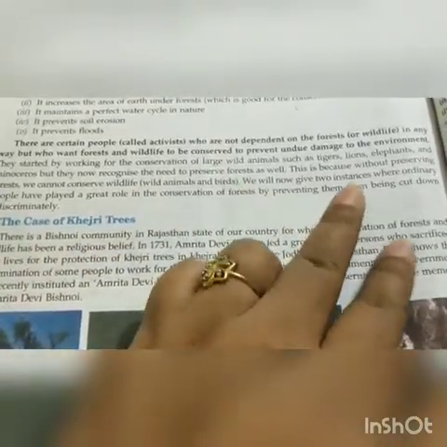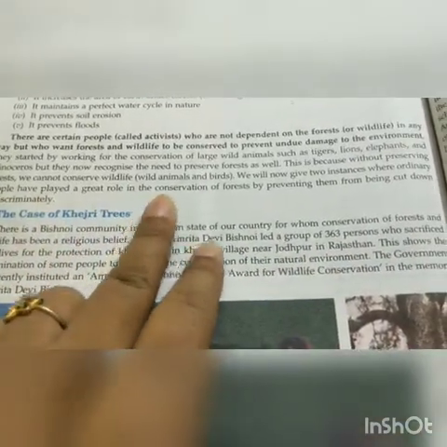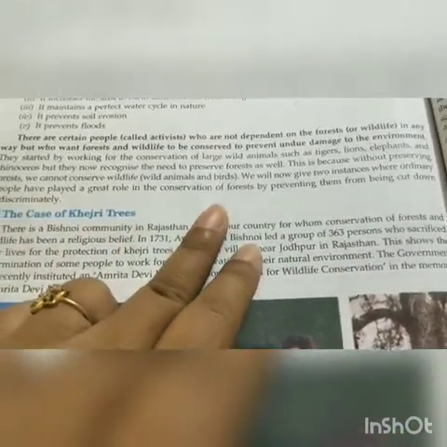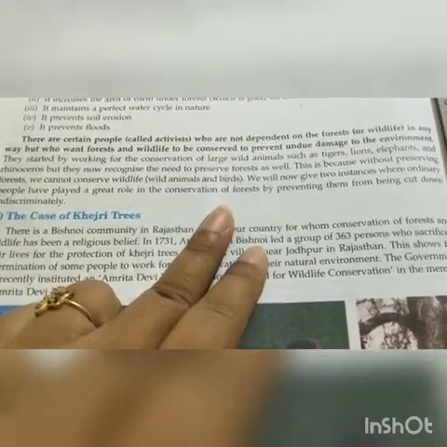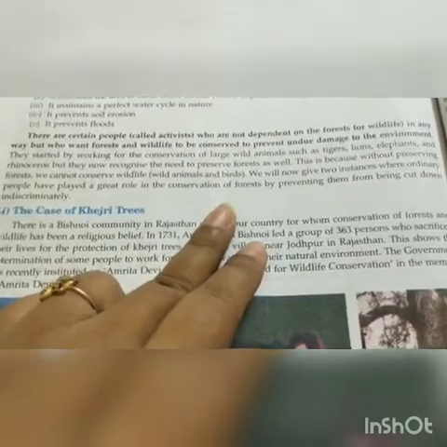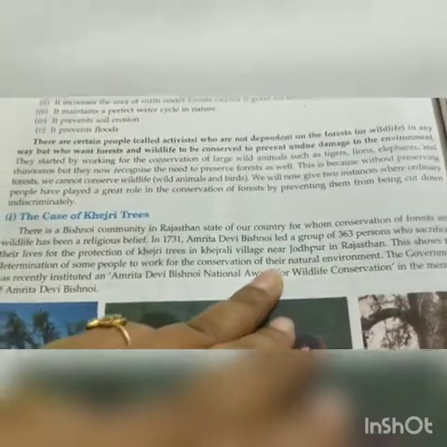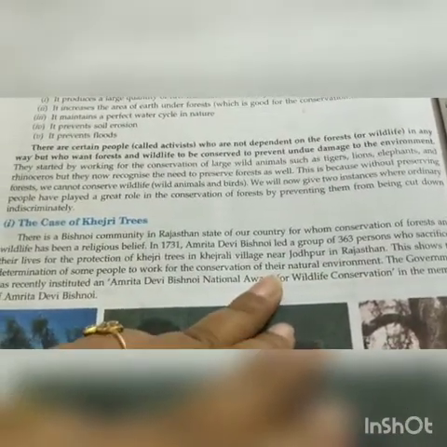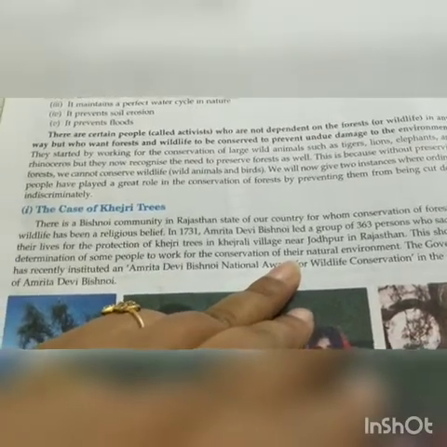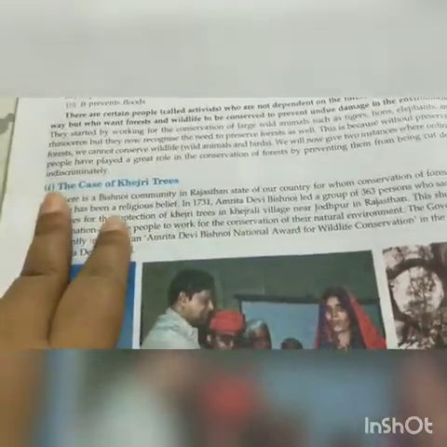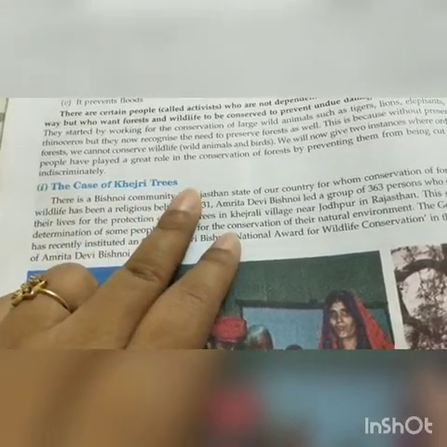We will now give two instances where ordinary people have played a great role in the conservation of forest by preventing them from being cut down indiscriminately. So here we are going to learn about two incidents where local people came out from their houses and tried to save the forest. The first is the case of Khajuri trees.